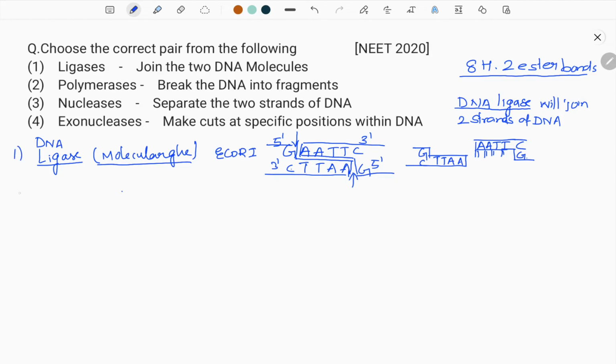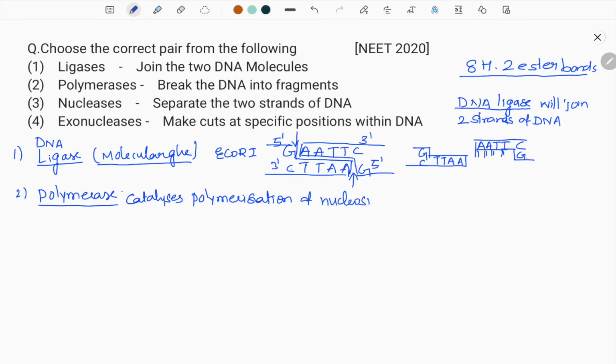Let us see next. The second one is polymerase. So what is the polymerase? Polymerase is that which causes polymerization of nucleotides. It catalyzes polymerization of nucleotides, as all these enzymes catalyze.